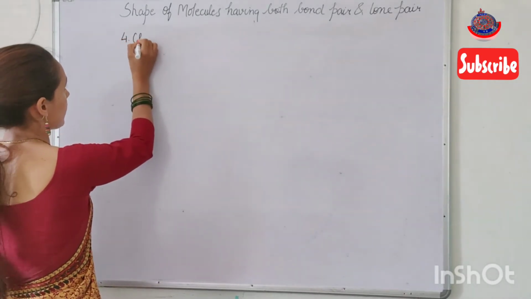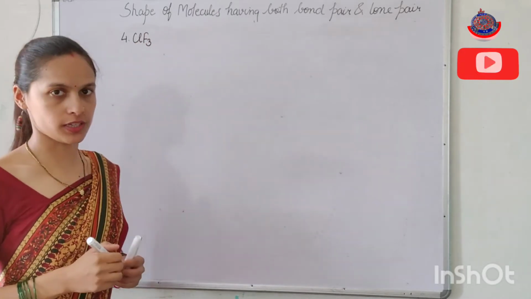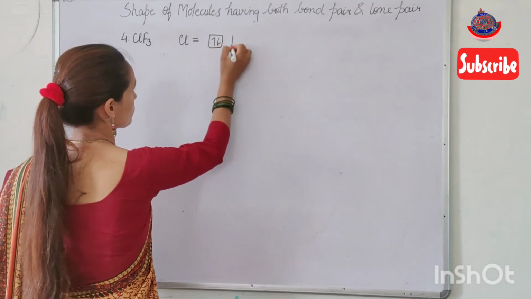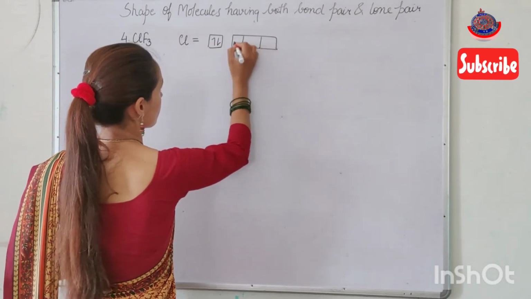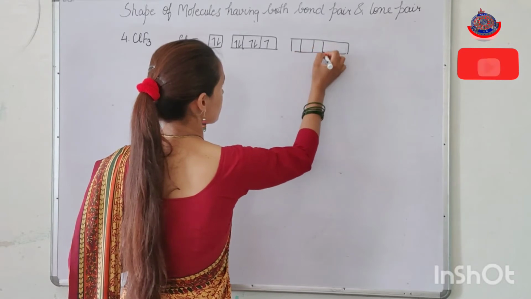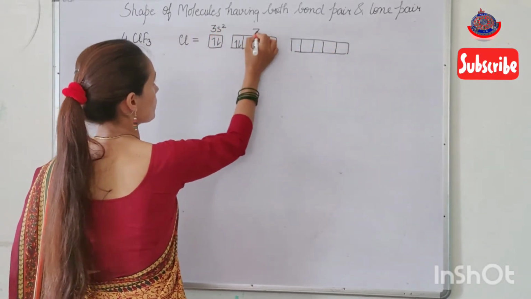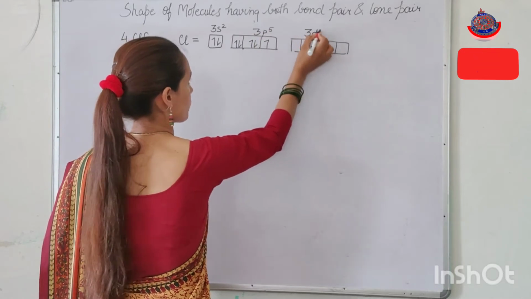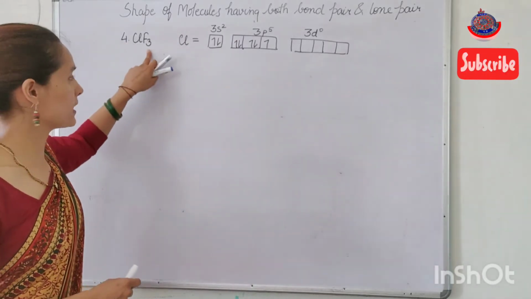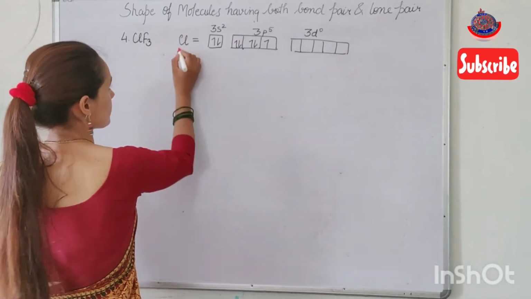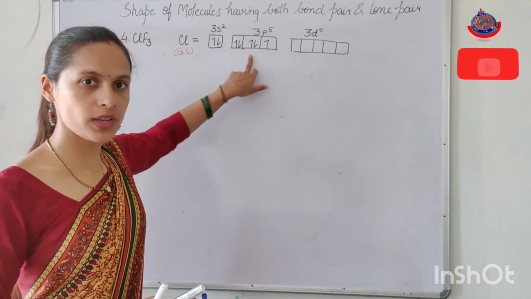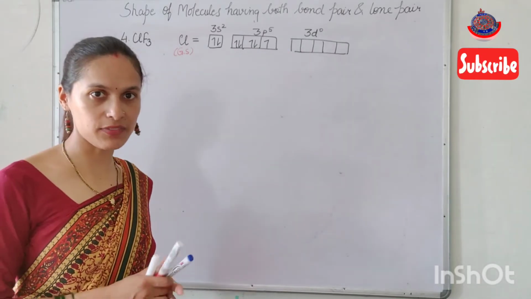Fourth is ClF3. So first of all, I write the electronic configuration of chlorine, that is 3s2 3p5 and 3d0. Now how many half-filled orbitals do I have in chlorine? 1. And how many half-filled orbitals do I want? 3. So this is the ground state configuration. So one of the electrons will jump from p to d, and as soon as one of the electrons jumps from p to d, I get 3 half-filled orbitals.